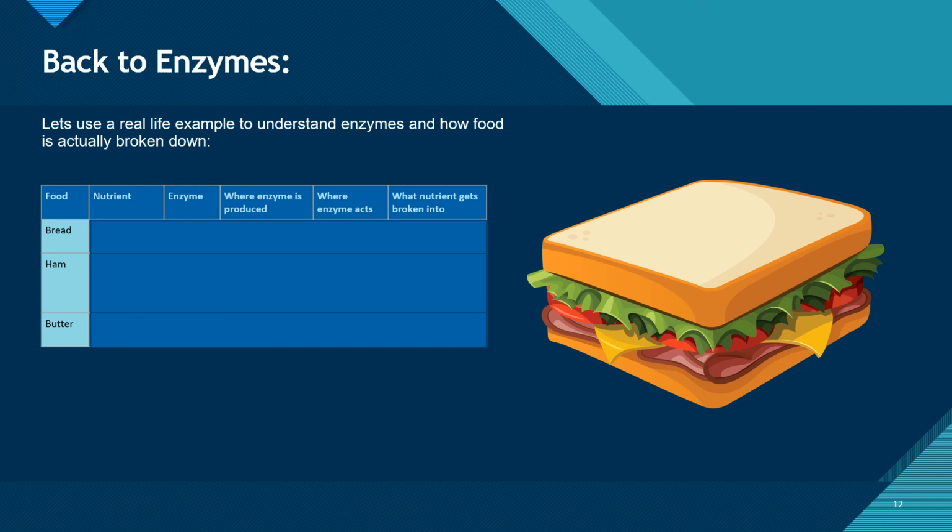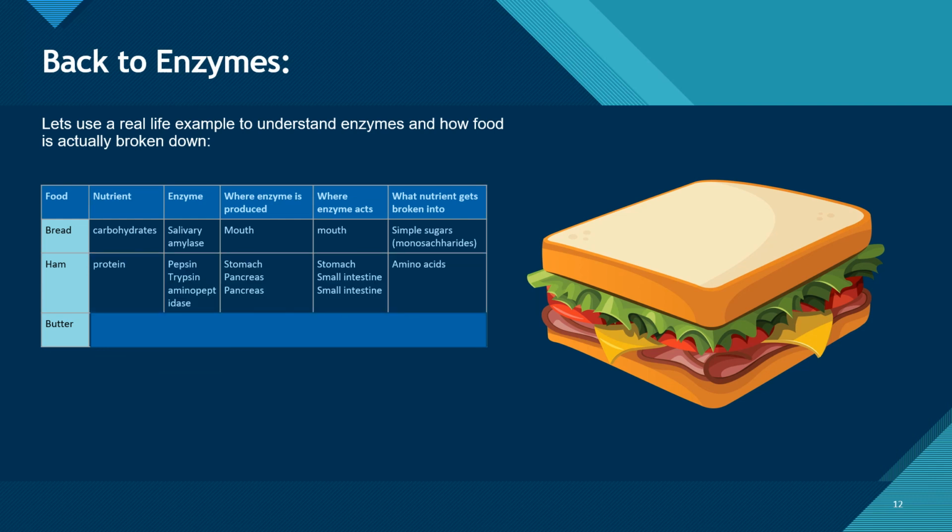So when you eat this for lunch, how do those nutrients actually get into your body, or what is produced as a result of those nutrients? Let's take a look at the bread first, or the carbohydrates. The enzyme that's used to break it down is salivary amylase, which, if you remember, is secreted in the mouth. The enzyme also acts in the mouth, in the saliva, and the nutrients get broken down into simple sugars, or monosaccharides.